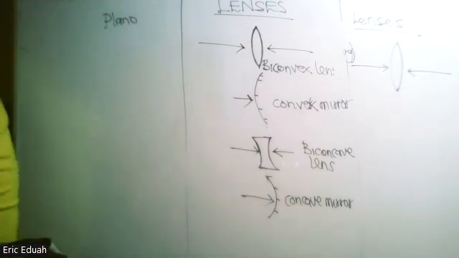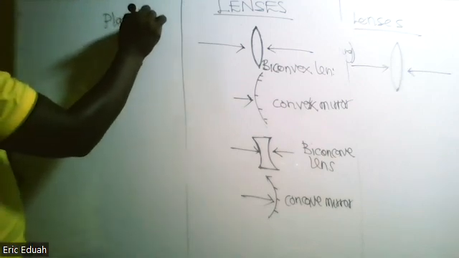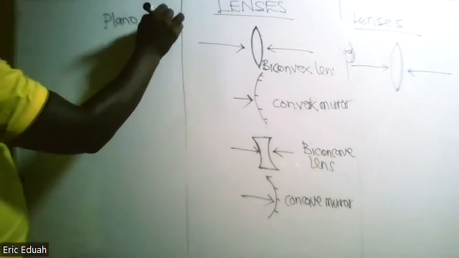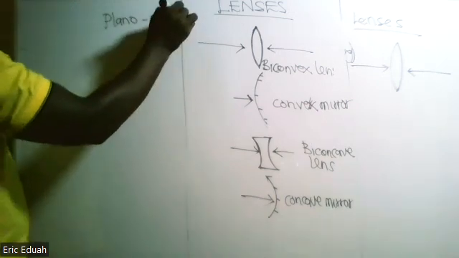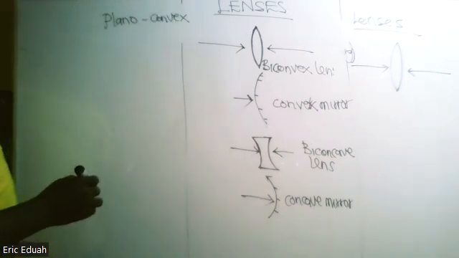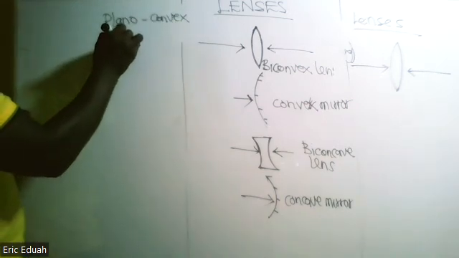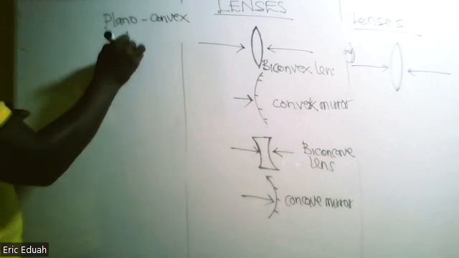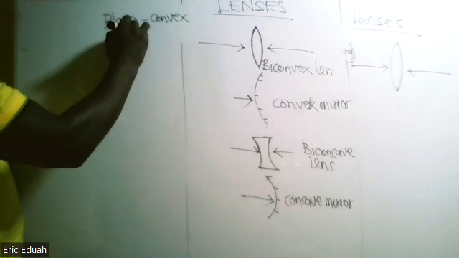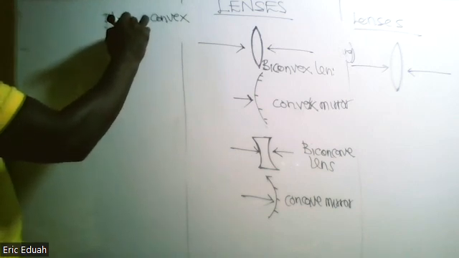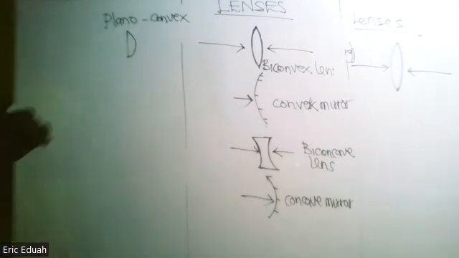So when you hear plano concave, let me talk about plano convex first. A plano convex lens only has one refracting surface. So this is plano convex.